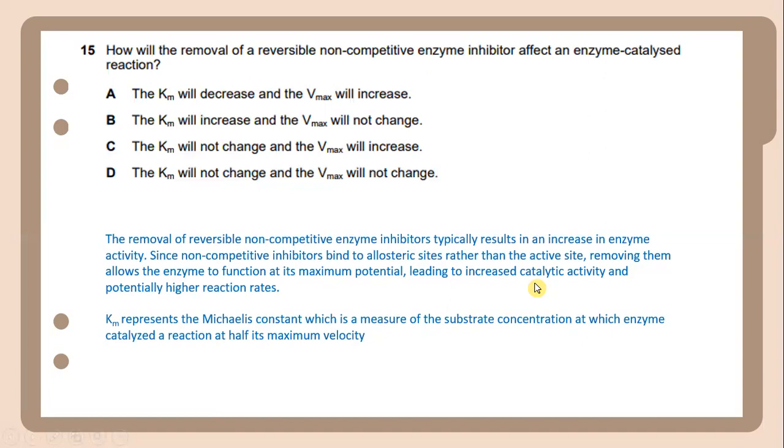The removal of reversible non-competitive enzyme inhibitors typically results in an increase in enzyme activity. Since non-competitive inhibitors bind to allosteric sites rather than the active site, removing them allows the enzyme to function at its maximum potential, leading to increased catalytic activity and potentially higher reaction rates. And Km represents the Michaelis constant, which is a measure of the substrate concentration at which the enzyme catalyzes the reaction at half its maximum velocity. And then the answer will be C.